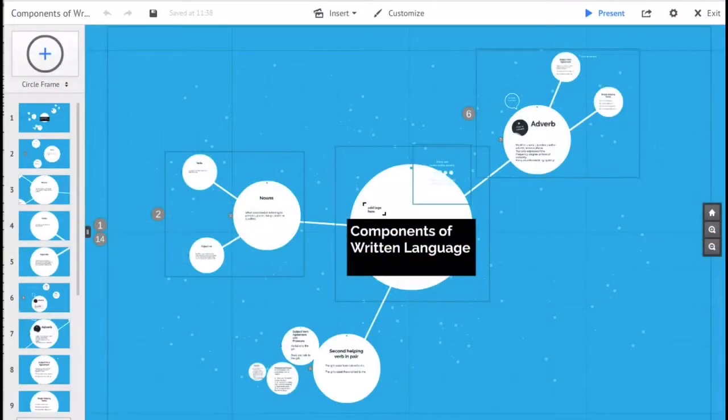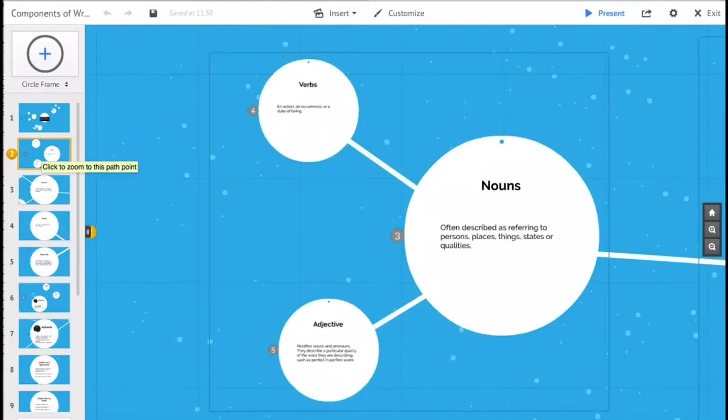For components of written language, we need to be familiar with parts of speech, things like subject-verb agreement, how to do that, and prepositional phrases, a couple other items as well. So let's go through it.